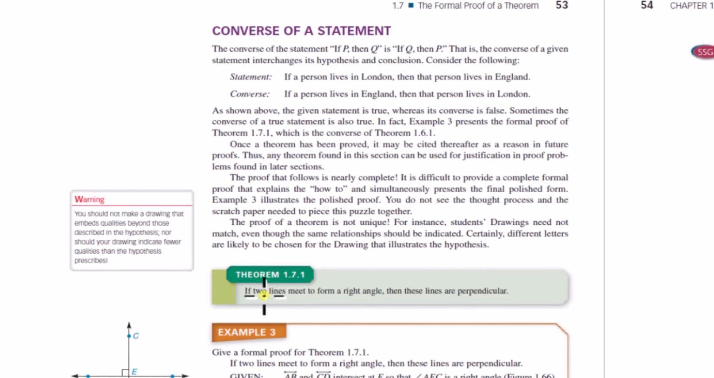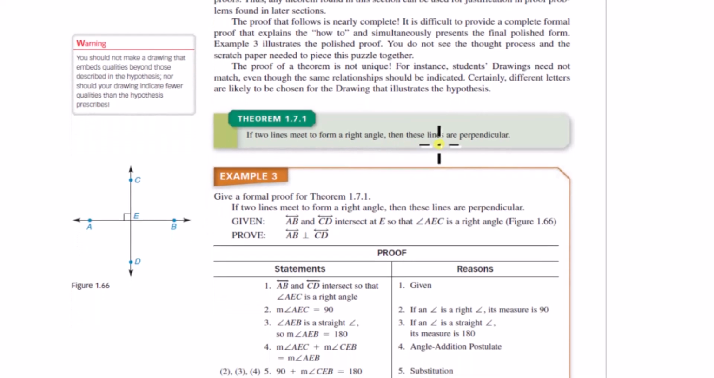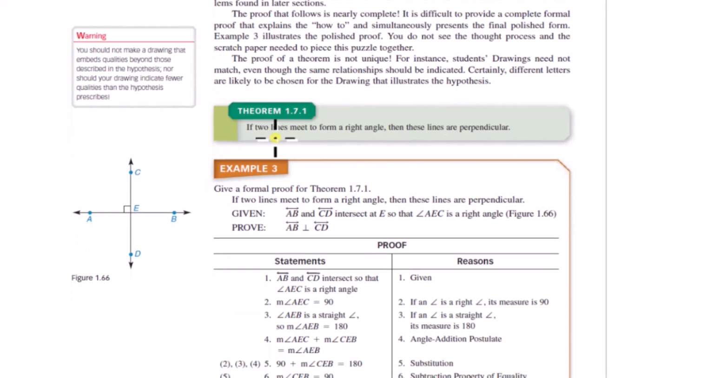All right, Theorem 1.7.1: if two lines meet to form a right angle, then the lines are perpendicular. So that's the converse of the previous theorem that was proved, that if two lines are perpendicular, then they meet to form a right angle. So the hypothesis here is that two lines meet to form a right angle.